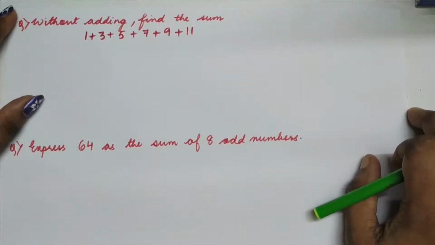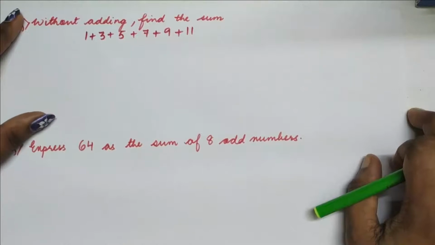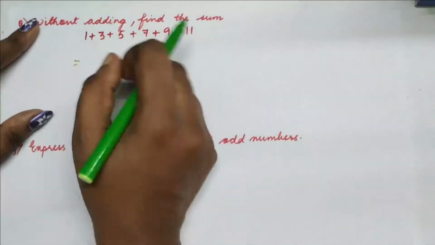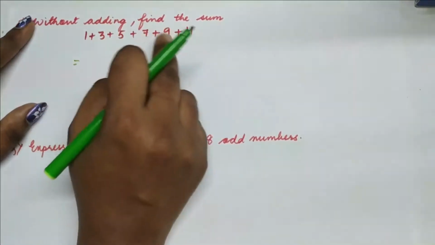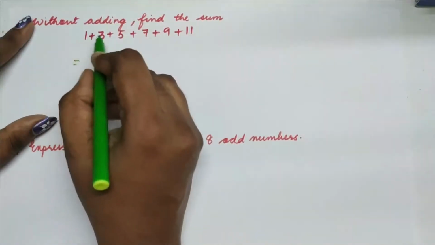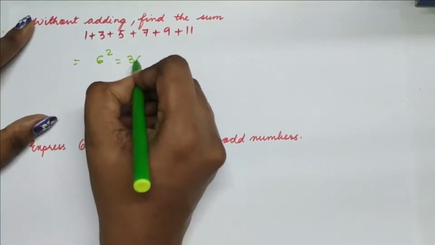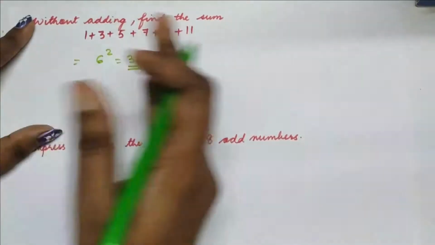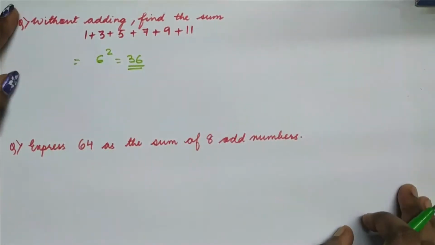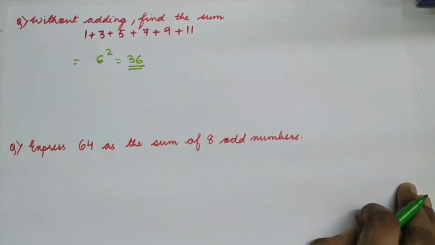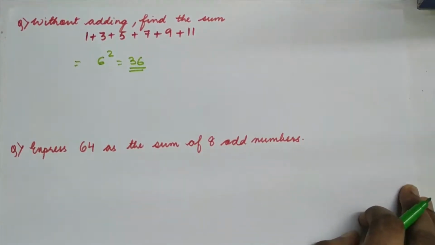Without adding, find the sum of 1 plus 3 plus 5 plus 7 plus 9 plus 11. So you know that when we have the odd numbers, we just have to count how many numbers are there. So 1, 2, 3, 4, 5, 6. So 6 square is going to give me the sum of this. Without actual addition, I can get the sum of this as 36. Right? You just have to mention whichever property or pattern that you have read.